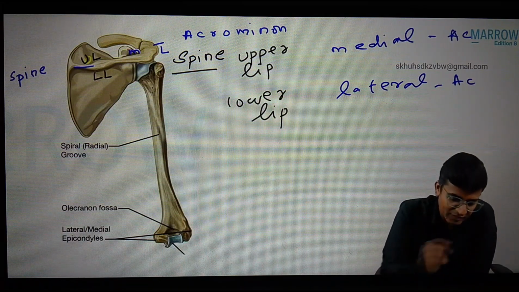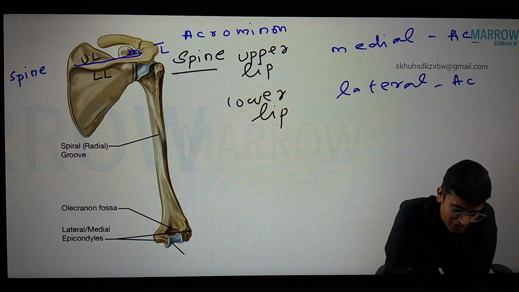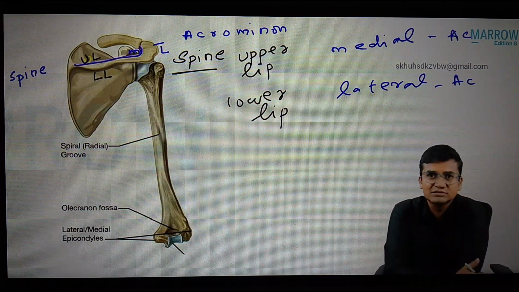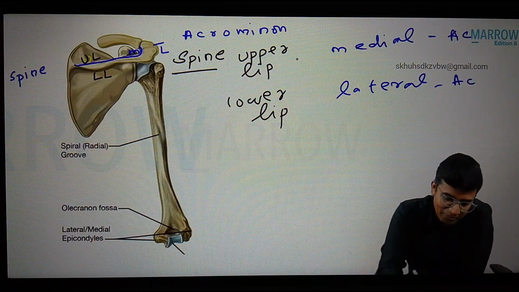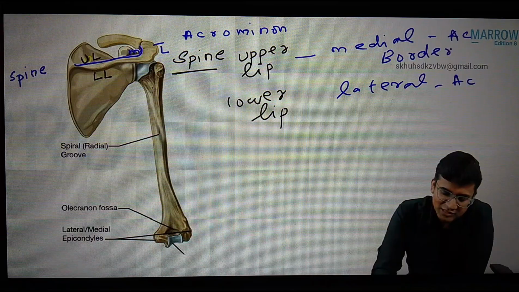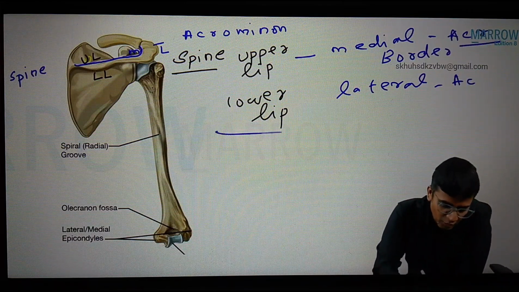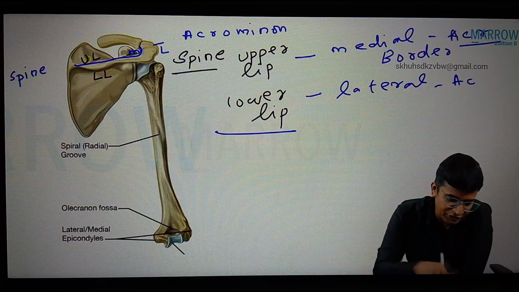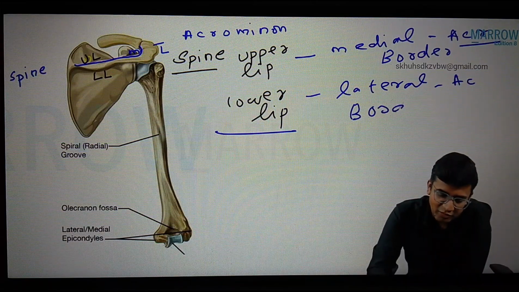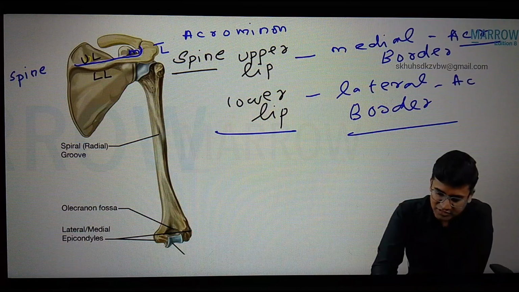Now see the diagram. The upper lip of the spine is continuous with which border of the acromion process? Medial border. So the upper lip of the spine continues with the medial border of the acromion process. Now see the lower lip. The lower lip of the spine is continuous with the lateral border of the acromion process. Yes or no? Still not over.